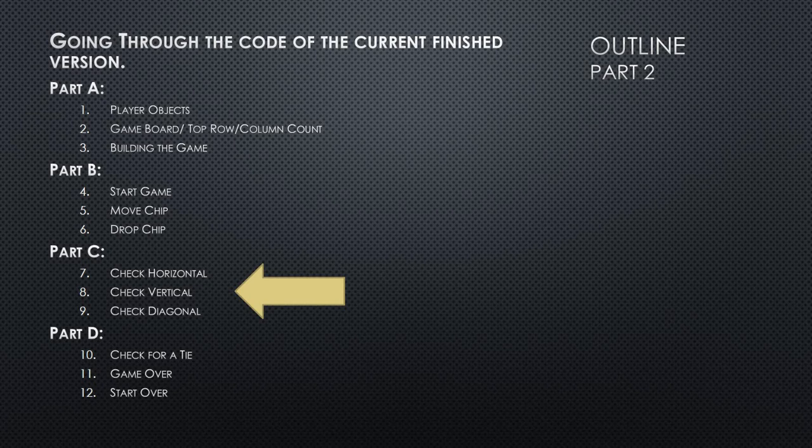And welcome back to part two of part C, where we are going to be focusing now on the games in progress. We want to start checking to see if there's any possible wins of horizontal, vertical, or diagonal.